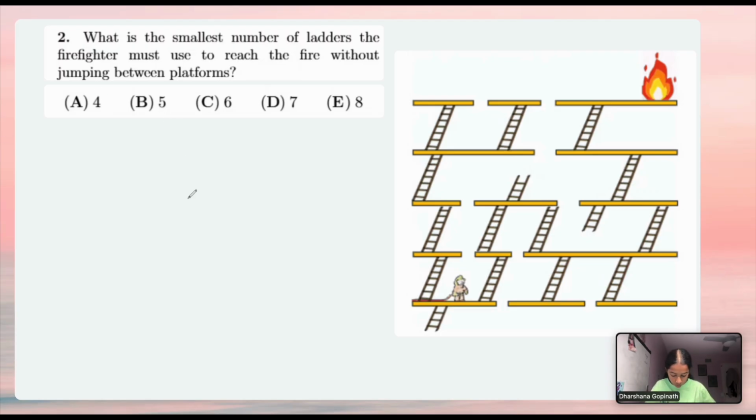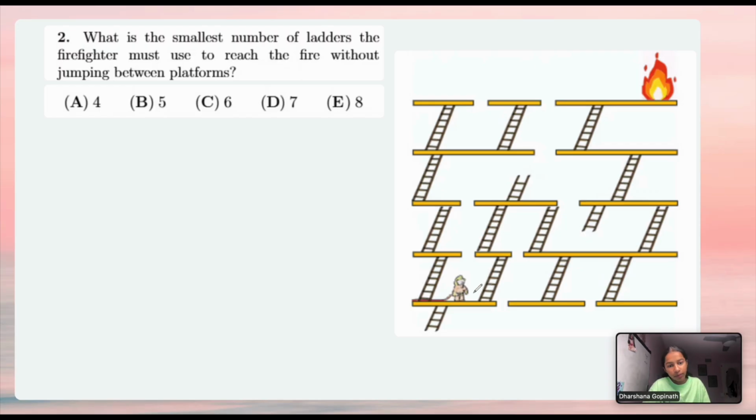So with that in mind, let's try and see if we can go through all of the answer choices. Whichever one we get first will be our answer because they asked for the smallest number. So let's try option A, 4. Maybe the firefighter goes this way and goes up 1, 2, 3, 4. But the firefighter's run out of ladders and the fire's still all the way over here. So there's no way the firefighter can get up to the fire with just 4 ladders.